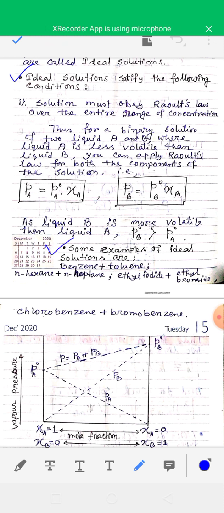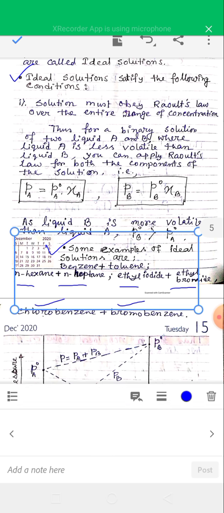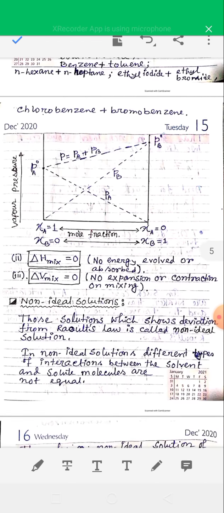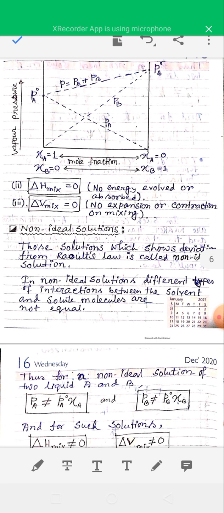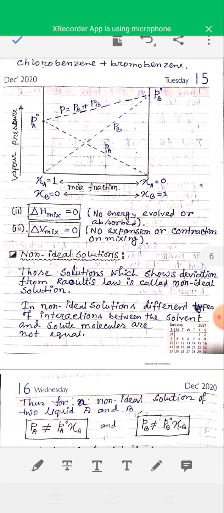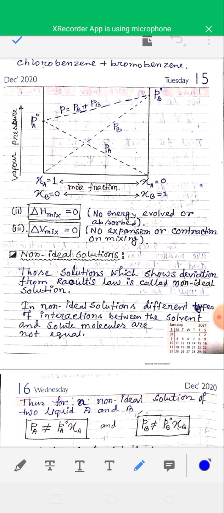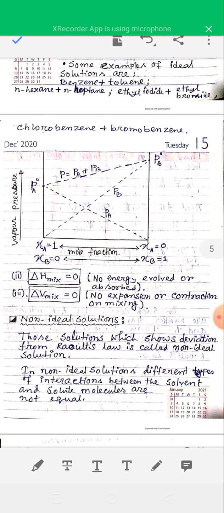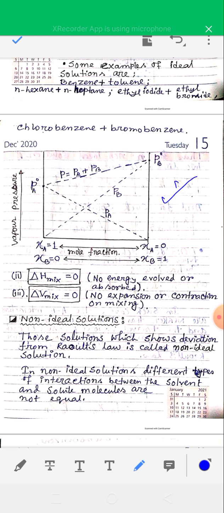Examples of ideal solution: a mixture of benzene and toluene, a mixture of n-hexane and n-heptane, a mixture of ethyl iodide and ethyl bromide, a mixture of chlorobenzene and bromobenzene. All these are examples of ideal solutions. And for ideal solution, this is the vapor pressure versus mole fraction diagram.